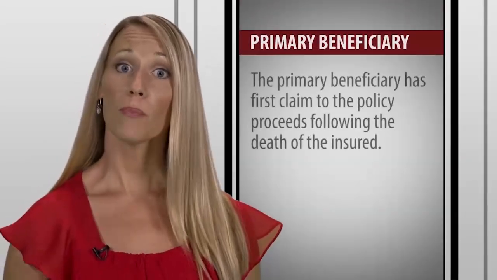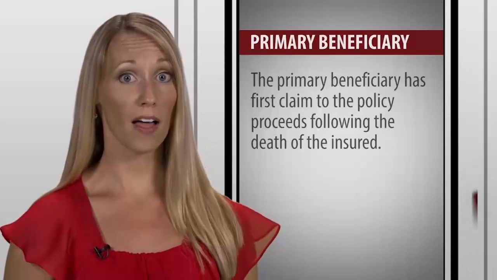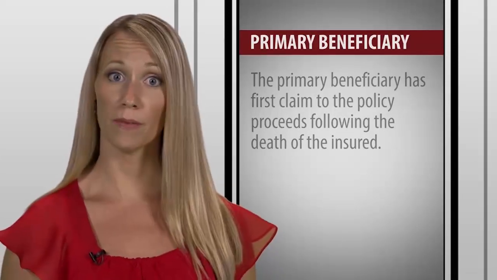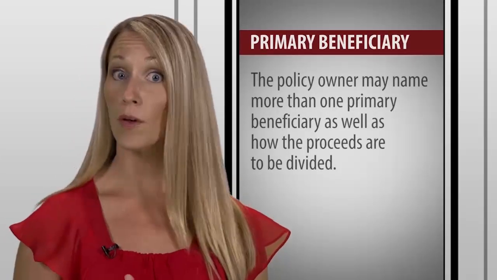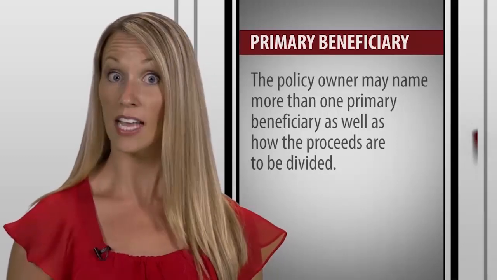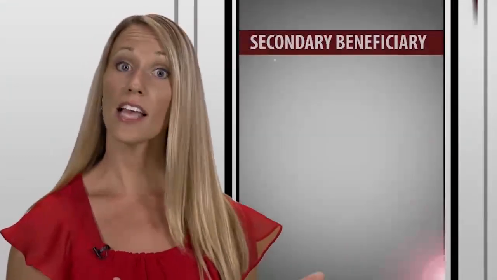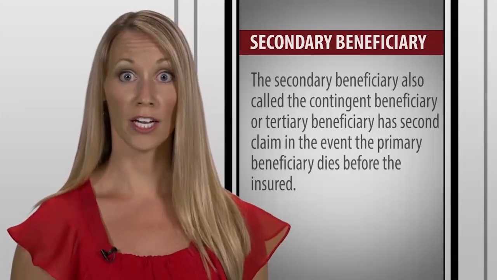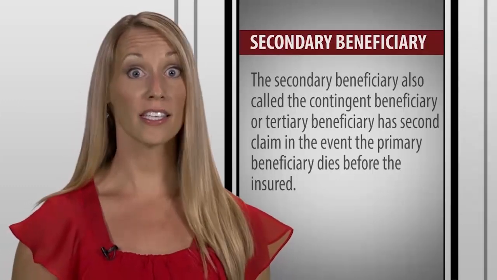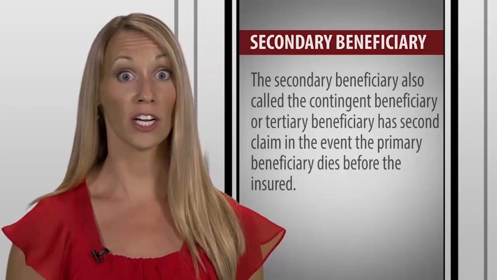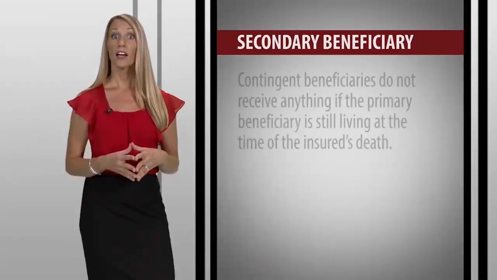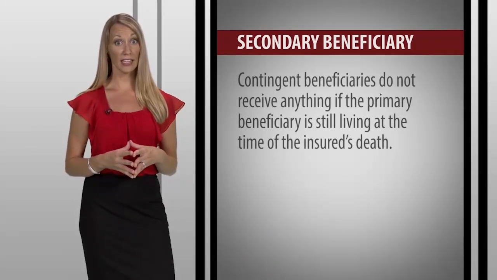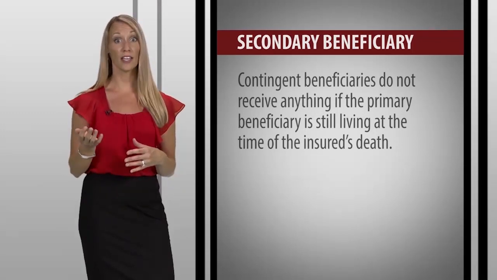Types of beneficiaries. Primary. The primary beneficiary has first claim to the policy proceeds following the death of the insured. The policy owner may name more than one primary beneficiary, as well as how the proceeds are to be divided. Secondary. The secondary beneficiary, also called the contingent beneficiary or tertiary beneficiary, has second claim in the event the primary beneficiary dies before the insured. Contingent beneficiaries do not receive anything if the primary beneficiary is still living at the time of the insured's death.